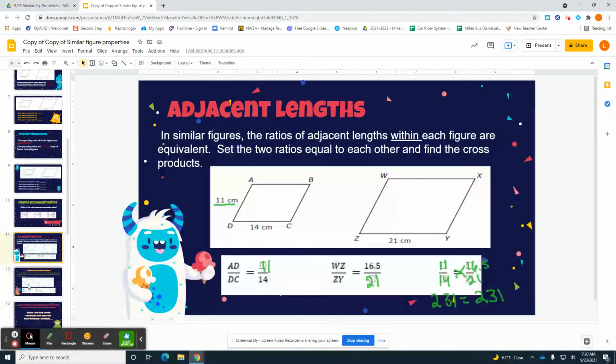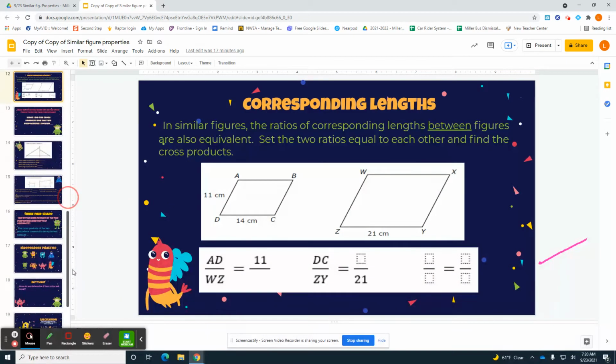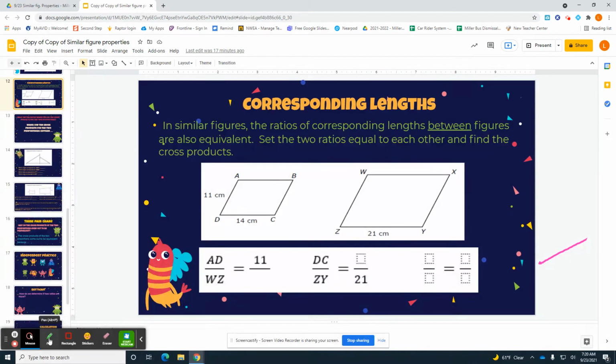All right, so moving on to our next slide, slide 12. Let me go ahead and move on down so we can see. Okay, we're almost done with our notes. All right, so it says corresponding lengths. In similar figures, the ratios of corresponding lengths between figures are also equivalent. So we're looking at lengths.